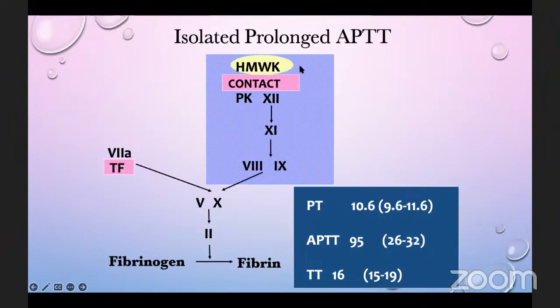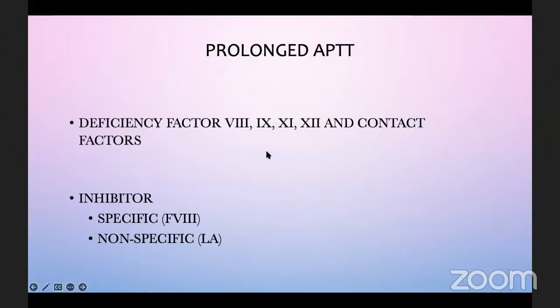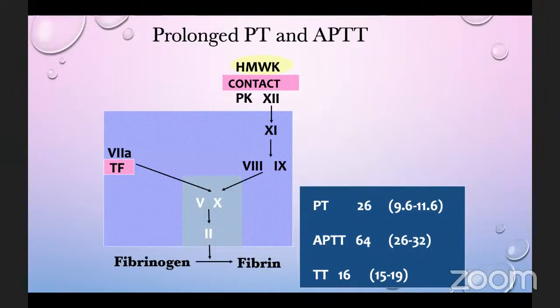How about having an isolated prolonged APTT? As you can see, these are all the other factors that are involved or interfere with your APTT, right? So you can have factor deficiencies of factor 8, 9, 11, 12, as well as the contact factor deficiencies. Or it could also be prolonged because of an inhibitor, either a non-specific inhibitor or a specific inhibitor, right? So something that is interfering with your test in vitro.